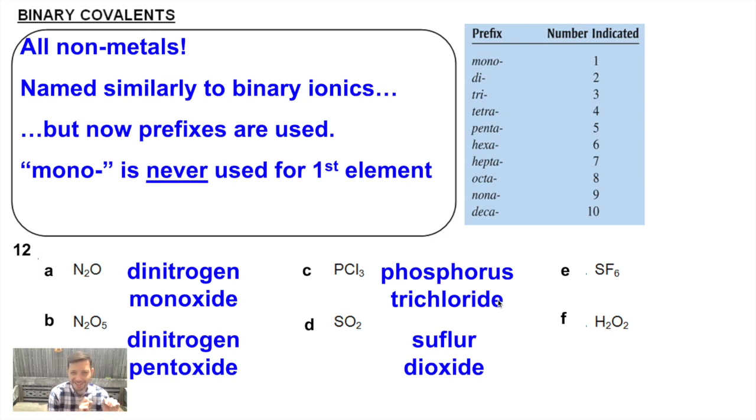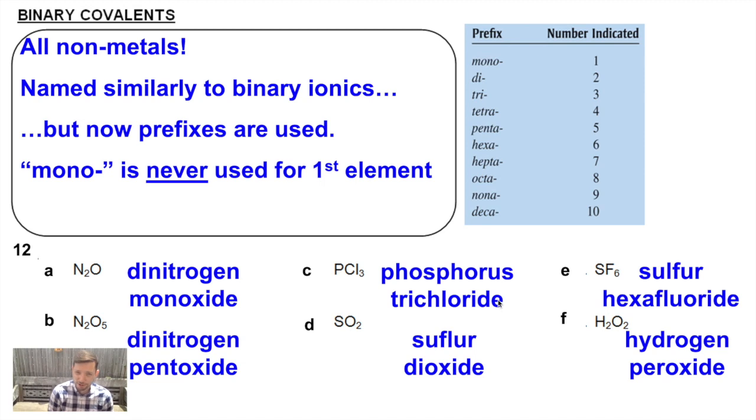SF6, 1 sulfur and 6 fluorines would be sulfur hexafluoride. And lastly, H2O2, if you said dihydrogen dioxide, you wouldn't be incorrect at first, but no one calls H2O2 dihydrogen dioxide. They call that hydrogen peroxide. In fact, because that is a peroxide, it contains the polyatomic, and we have to just recognize that as we come across other polyatomic containing things. Still considered a molecular compound, even though it contains polyatomic ions sort of buried within it.